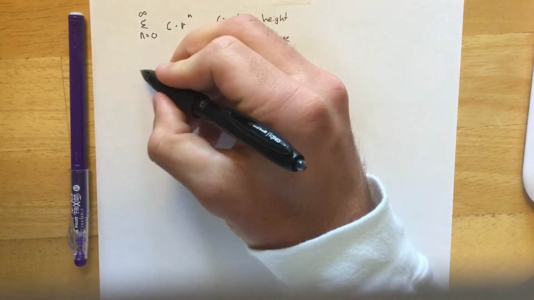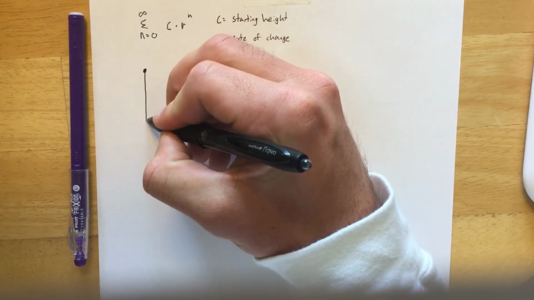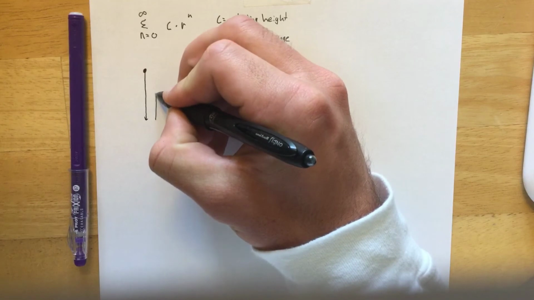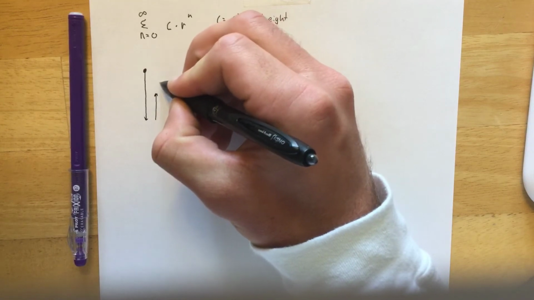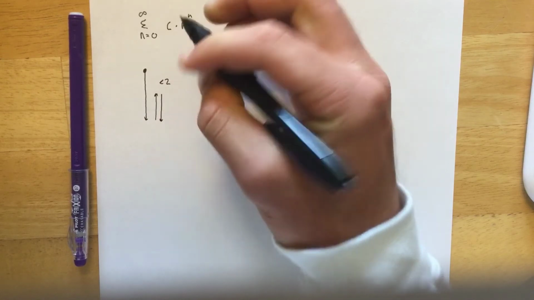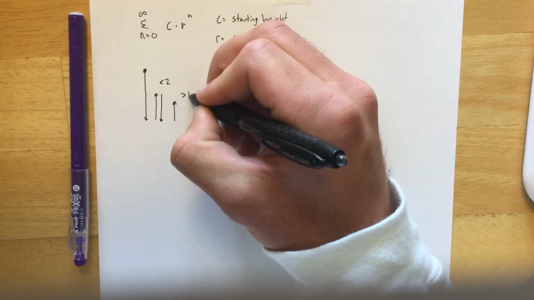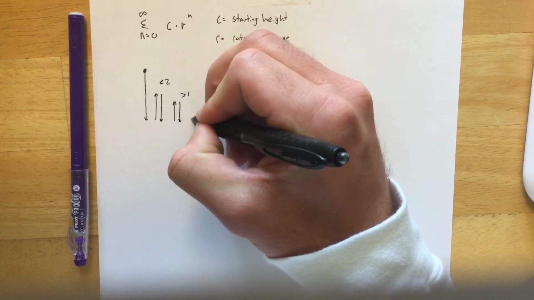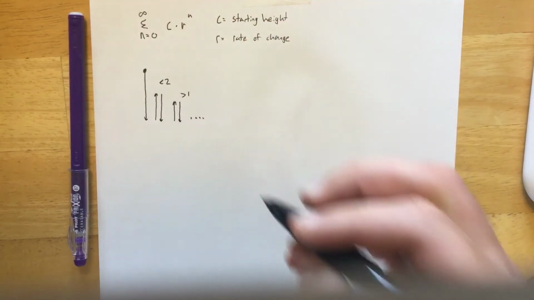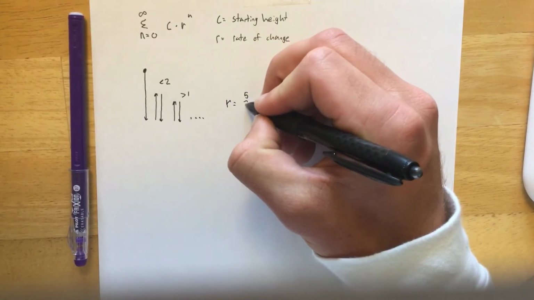So, because we dropped our ball from 3 meters, and then the first bounce was less than 2 meters, and then our third bounce was just greater than 1 meter, and so on, we decided that our rate of change, our r value, was closest to 5/8.